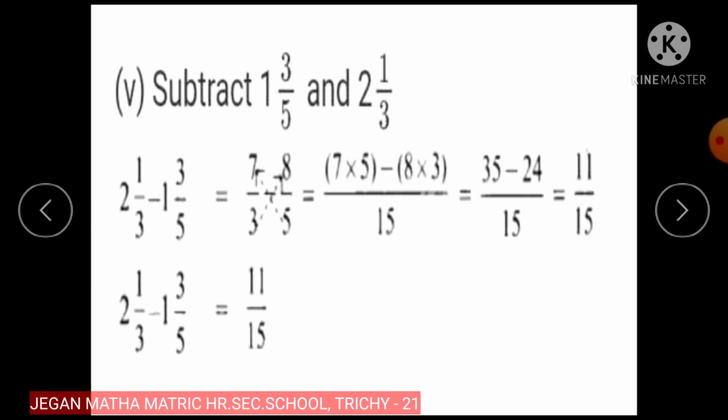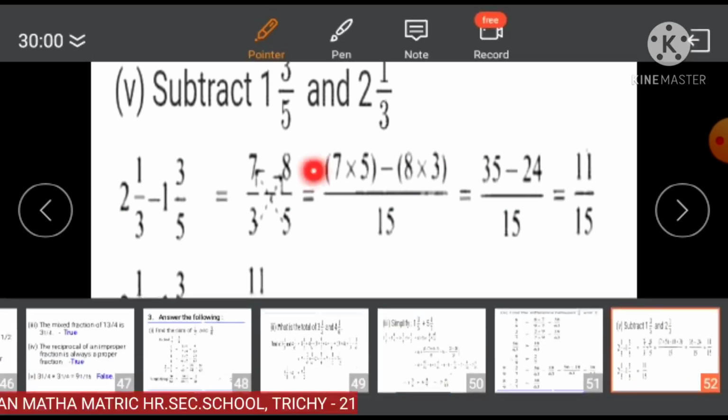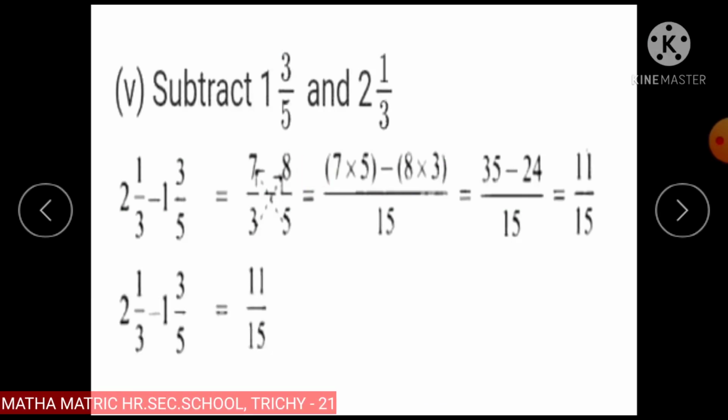3 5s are 15, and 7 into 5 minus 8 into 3 equals 7 5s are 35 minus 8 3s are 24, divided by 15, equals 11/15. So the subtraction of 2 1/3 and 1 3/5 gives 11/15 as the answer.